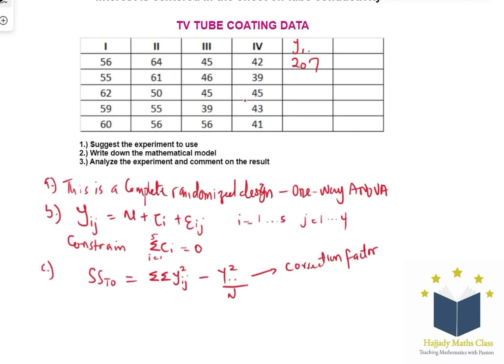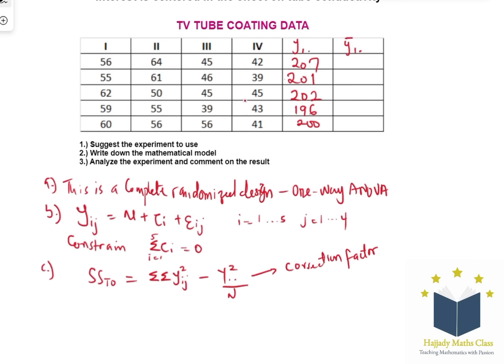And for the second line, you can use a calculator to confirm these values, I'm going to have 201. And thirdly, I'm going to have 202. Then I'm having 196. And here, I'm going to have 200.